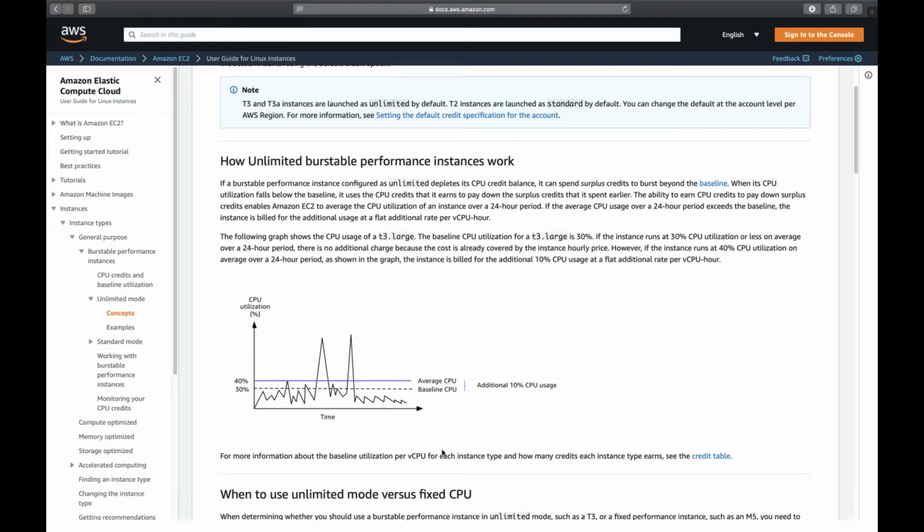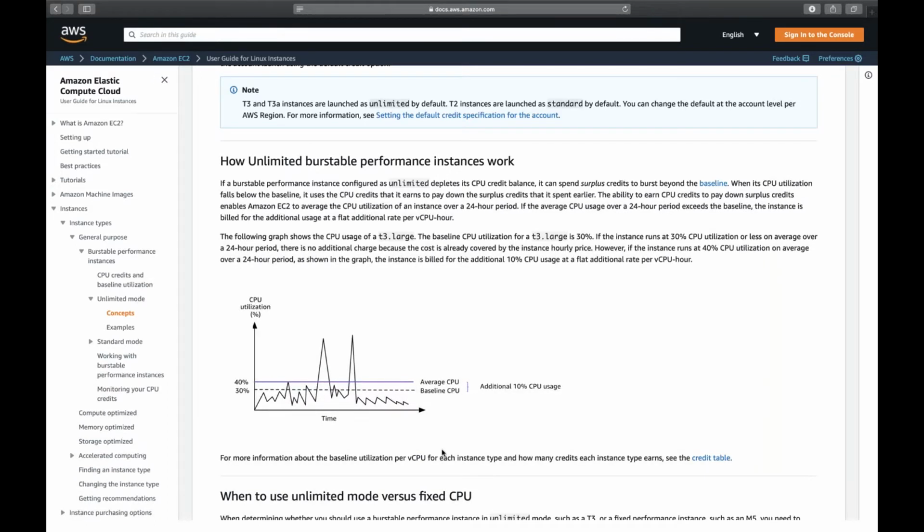Okay, so let's read. If a burstable performance instance configured as unlimited depletes its CPU credit balance, it can spend surplus credits to burst beyond the baseline. When its CPU utilization falls below the baseline, it uses the CPU credits that it earns to pay down the surplus credits that it spent earlier. The ability to earn CPU credits to pay down surplus credits enables Amazon EC2 to average the CPU utilization of an instance over a 24-hour period. If the average CPU usage over a 24-hour period exceeds the baseline, the instance is billed for additional usage at a flat additional rate per virtual CPU hour.